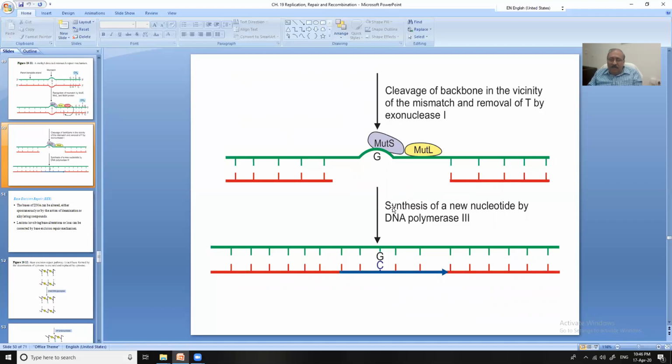And what is happening? A new strand is formed by synthesis of a new nucleotide by DNA polymerase 3. This is the new one, the blue one. And here you will find C in front of G. So this is how a repair mechanism has been fulfilled.